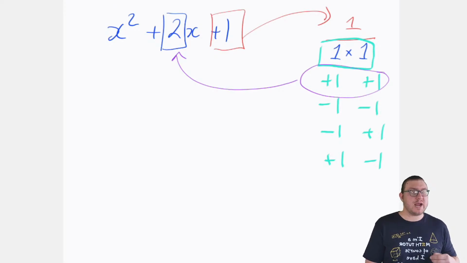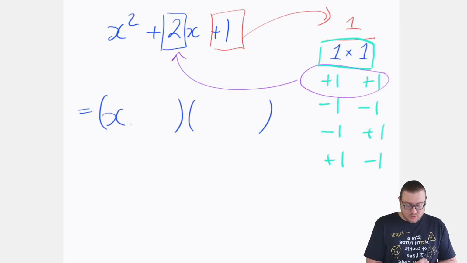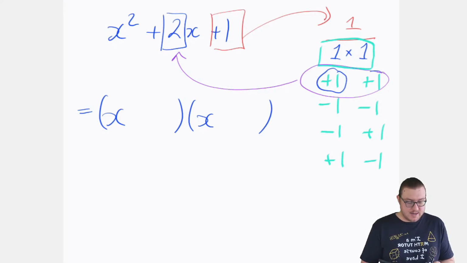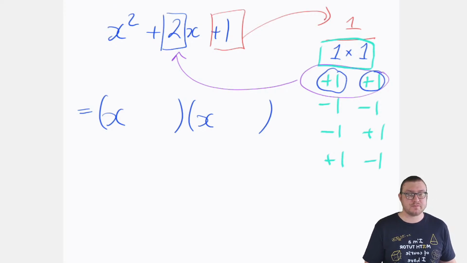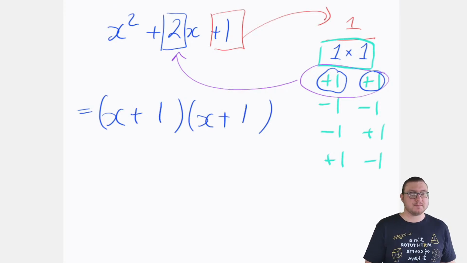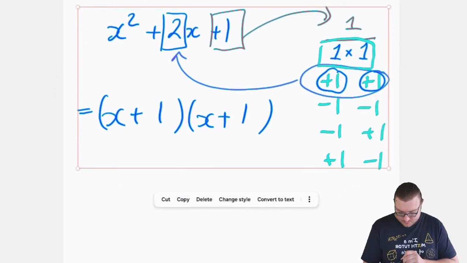Now the numbers that we have circled here in purple, these are the numbers that we use when we factorize. So in the standard form, we always do 2 brackets and we always have x's on the left side. Now the only thing we need to do is copy both the sign and the number that we have chosen. So in both cases, we have x plus 1 and x plus 1. Now, this is the standard way of factorizing.